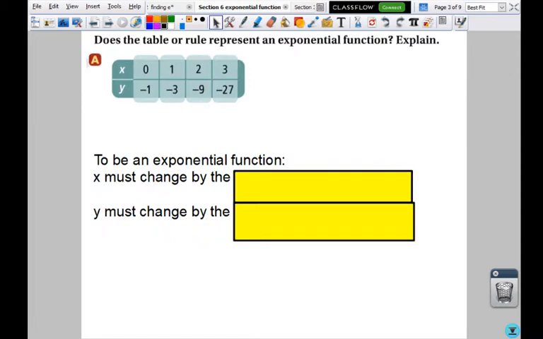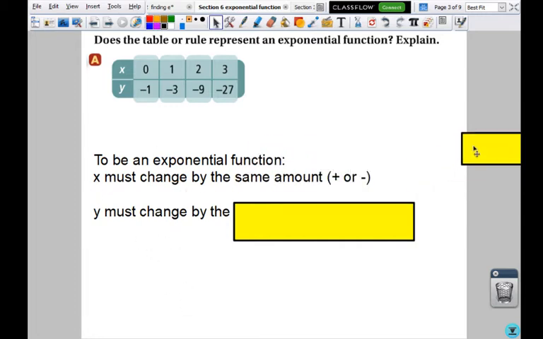So we're going to start off by looking at a table and saying, is it an exponential function, yes or no? We did something similar when we said, is it linear, yes or no? This time we're going to say, is it exponential, yes or no? And kind of like in linear, we need two things. We need to look at x's, we need to look at y's. X must change by the same amount, plus or minus, to start with. That's usually the easy part. Last time we really had it change by 1. This time it can change by whatever as long as it's the same.